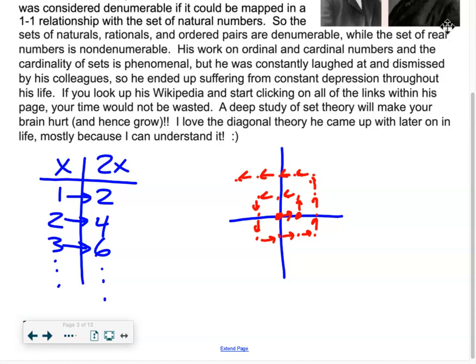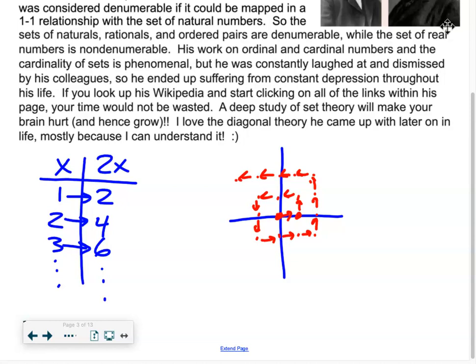All right, his work on ordinal and cardinal numbers and the cardinality of sets is phenomenal. So what's really fun, so I talk about clicking on these links. But he was constantly laughed at, totally dismissed by his colleagues. Back then, nobody bought it. And so everyone pretty much just told him he was a fraud. And so he ended up suffering from constant depression throughout his life. Now, if you look up his Wikipedia and you start clicking on stuff, it's really kind of fun. You'll get into this deep world of set cardinality.